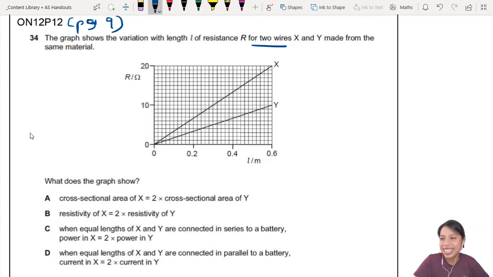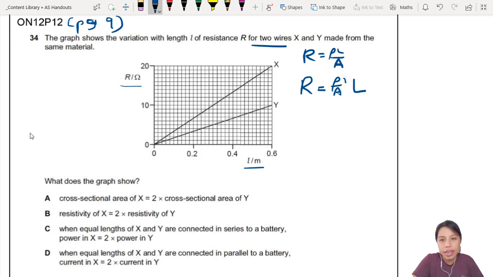Just ignore the noise. And yes, so here we have two wires. R equals rho L over A is our MVP. And if you want to arrange this in terms of a straight line graph, it will be R equals rho over A times L, because R is our y-axis. X-axis is L, so that leaves us with rho over A as our gradient. Okay. The only different thing about these two is the gradient.